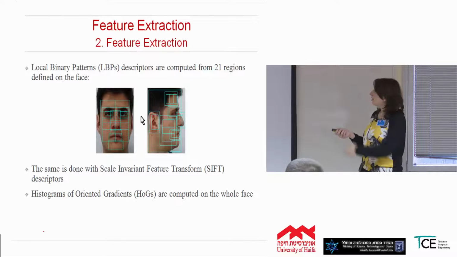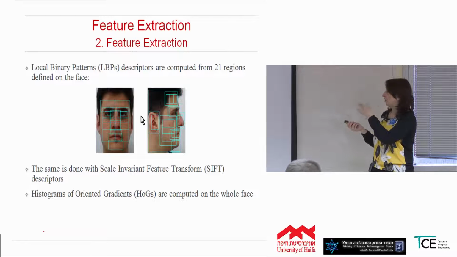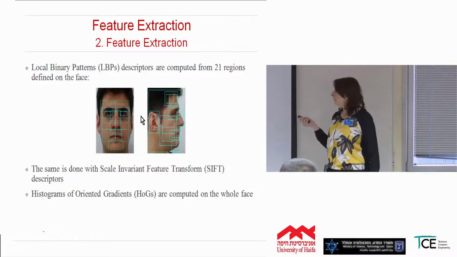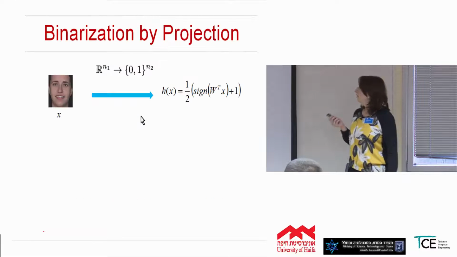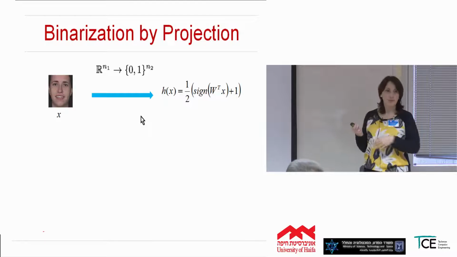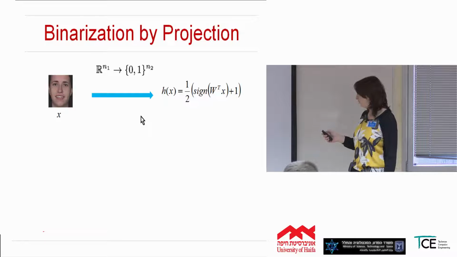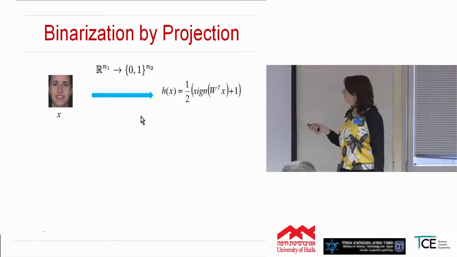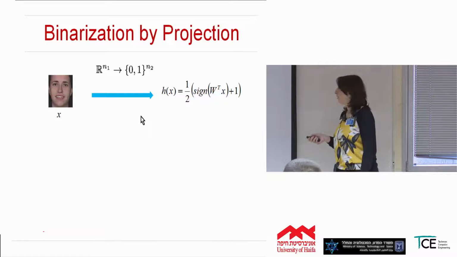So after we've done that, we extract local areas in 21 regions from the face, and we construct features. We just use popular features from vision, like SIFT and histograms of oriented gradients, also color. OK, so now we have this vector of real numbers in R^n1. And we want to convert it to a binary string of size n2. So how can we do that? We do this binarization by projection. So here you have these functions that we use. We project a vector x, which is a biometric, on a number of hyperplanes. We take their sign and we shift it and scale it to be 0 or 1.